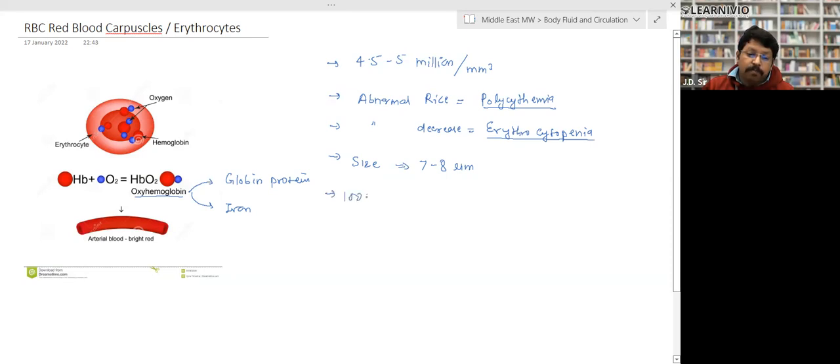100 ml of blood of a normal individual contains about 12 to 16 gram of hemoglobin. 100 ml of blood of a normal individual contains about 12 to 16 gram of hemoglobin.